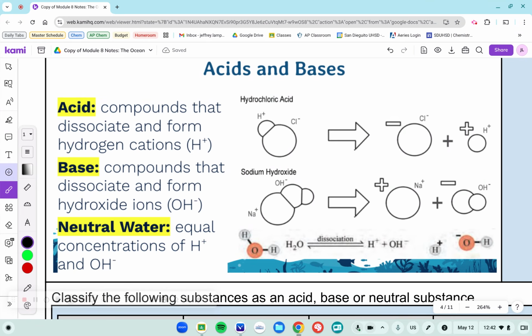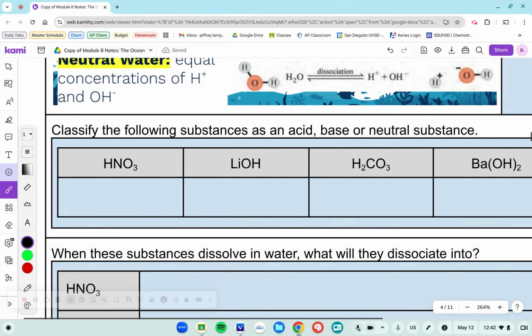All right. Now, if something is considered neutral as far as pH or acid and base, that just means it has an equal amount of both H+ and OH-. If I have more H+, it's acidic. If I have more OH-, it's basic. Questions on this so far? All right, let's go ahead and continue.